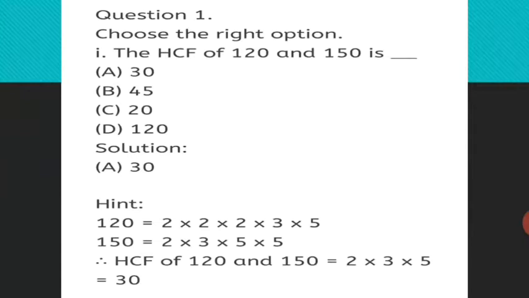First, find the factors of 120 and 150. Find the HCF by multiplying the common factors. That is 2 into 3 into 5 is equal to 30. So, we come to know that the HCF of 120 and 150 is 30.